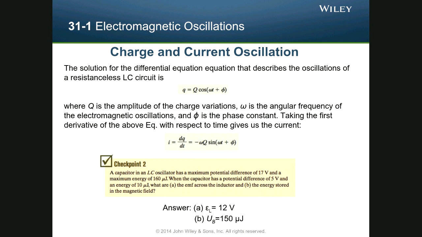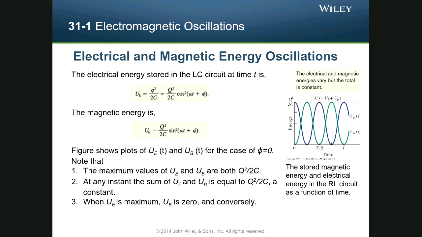So we did this checkpoint last time, and now we want to talk a little bit about electromagnetic oscillations. The electrical energy stored in an LC circuit at some given time is given by U_E equals Q squared over 2C, right? This is from earlier in the semester. But now we need to put that whole function in, and you'll notice we get a cosine squared function. Now, the magnetic energy will be equal to the same thing, but times sine squared.